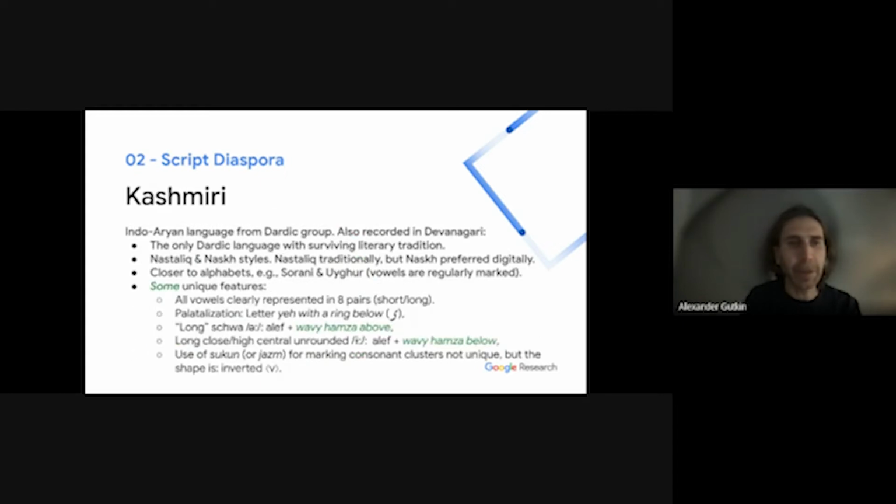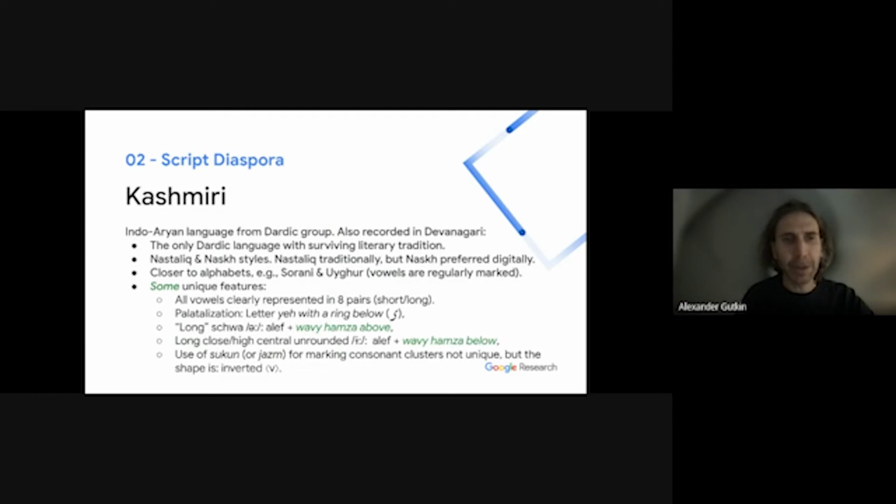Next language is Kashmiri. It's the only Dardic language with a surviving literary tradition, hence it's very important. It uses both Nastaliq and Naskh styles. It's much closer to alphabets such as Central Kurdish and Uyghur. Some of its unique features are that it basically represents all the 16 vowels, grouping them into 8 pairs of long and short vowels. There's a special letter which is special to Kashmiri, which is ye with a ring below.